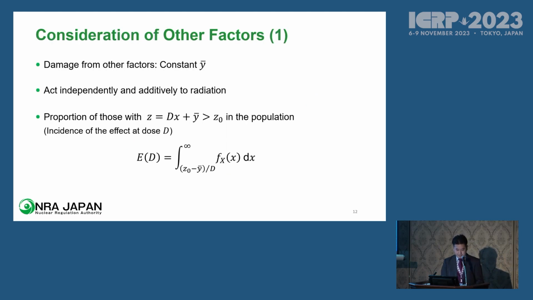As a next step, suppose that there are factors other than radiation and that they induce a level of damage represented by a constant y bar in any individual. If we assume that these factors act independently and additively to radiation, Z is expressed as DX plus y bar. The incidence is given by this formula.